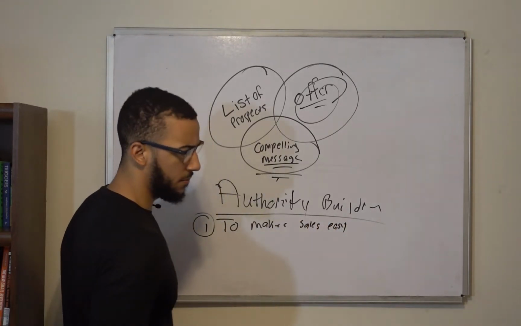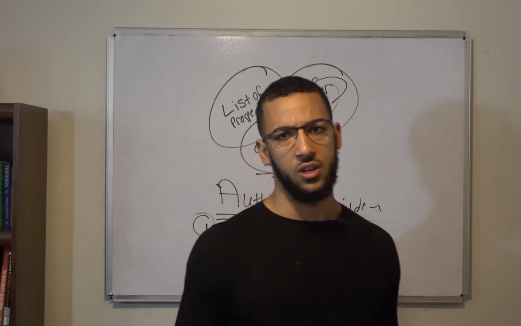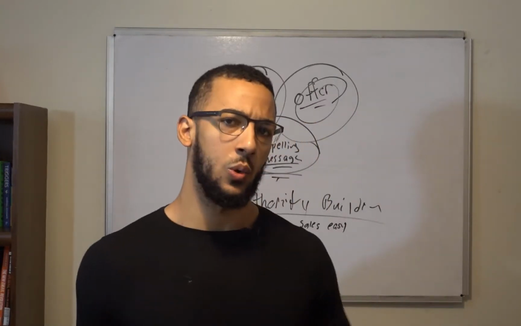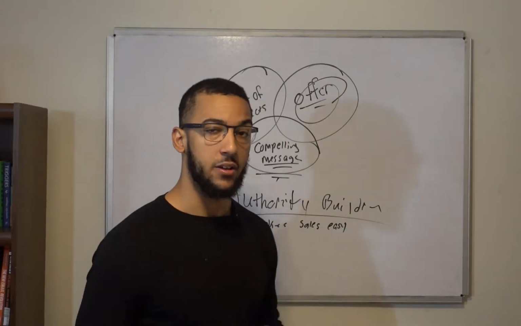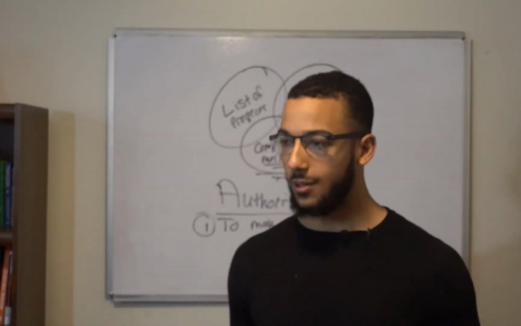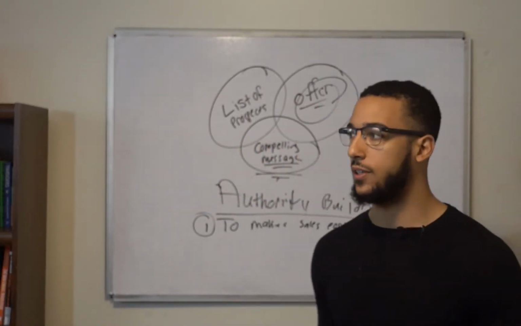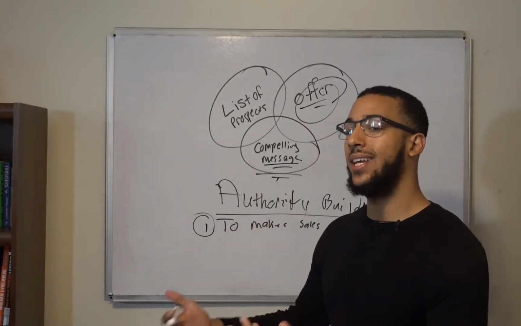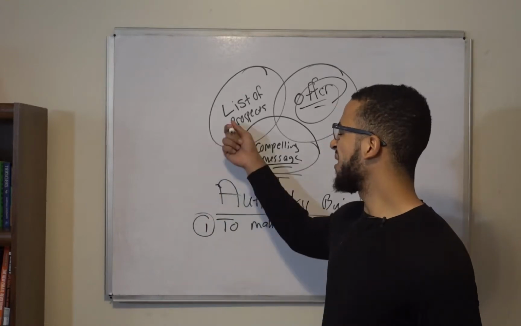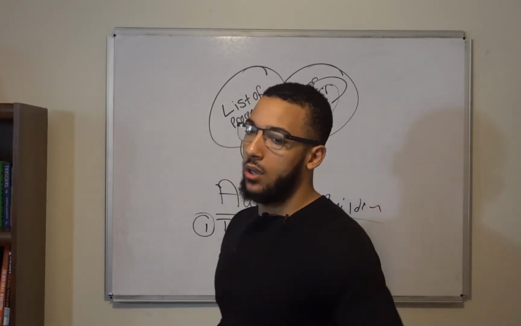Right? Make sales superfluous. Get people to know, like, and trust you. That way when you sell them your offer, it's a lot easier. But the second thing that's not really talked about anywhere, like there's nobody talking about this, is the more authority you build, the easier it is to create a list of prospects. So what do I mean by that?